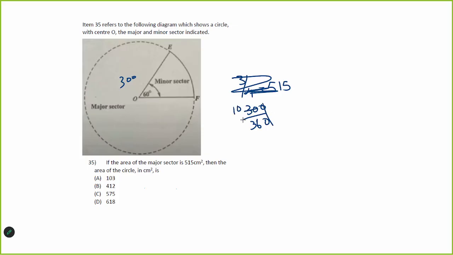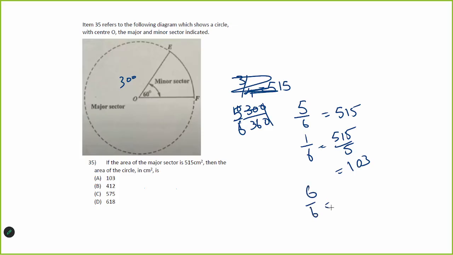Divide by 10, over, could I just say 6? 6 could go into 30, 6 could go into 36, 6. So 5/6 of the circle is the area of your major sector. So 5/6 is 515 centimeters squared, the area. Then 1/6 would be 515 divided by 5, which is 103. Then 6/6 would be 103 times 6. 6 3s are 18. 6 1s are 6, 618. That's D, which would be your answer.